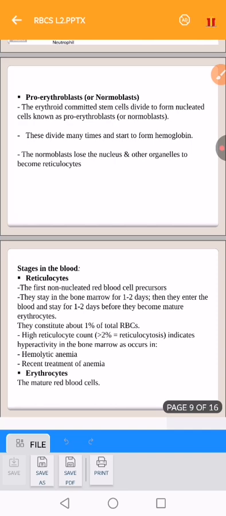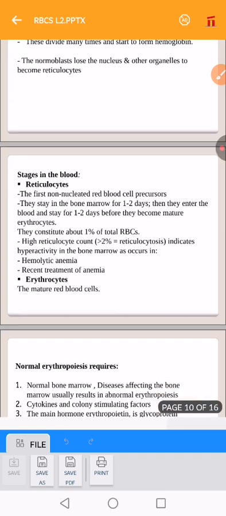Okay, so what happens if we find we have a high reticulocyte count? If the reticulocyte count increases to more than 2%, it indicates hyperactivity in the bone marrow as a result of any type of anemia, like hemolytic anemia, or recent treatment of anemia. Okay, so the last stage of RBC formation is the erythrocyte or mature red blood cell, a small cell without nucleus, without organelles, and containing hemoglobin and ATP.